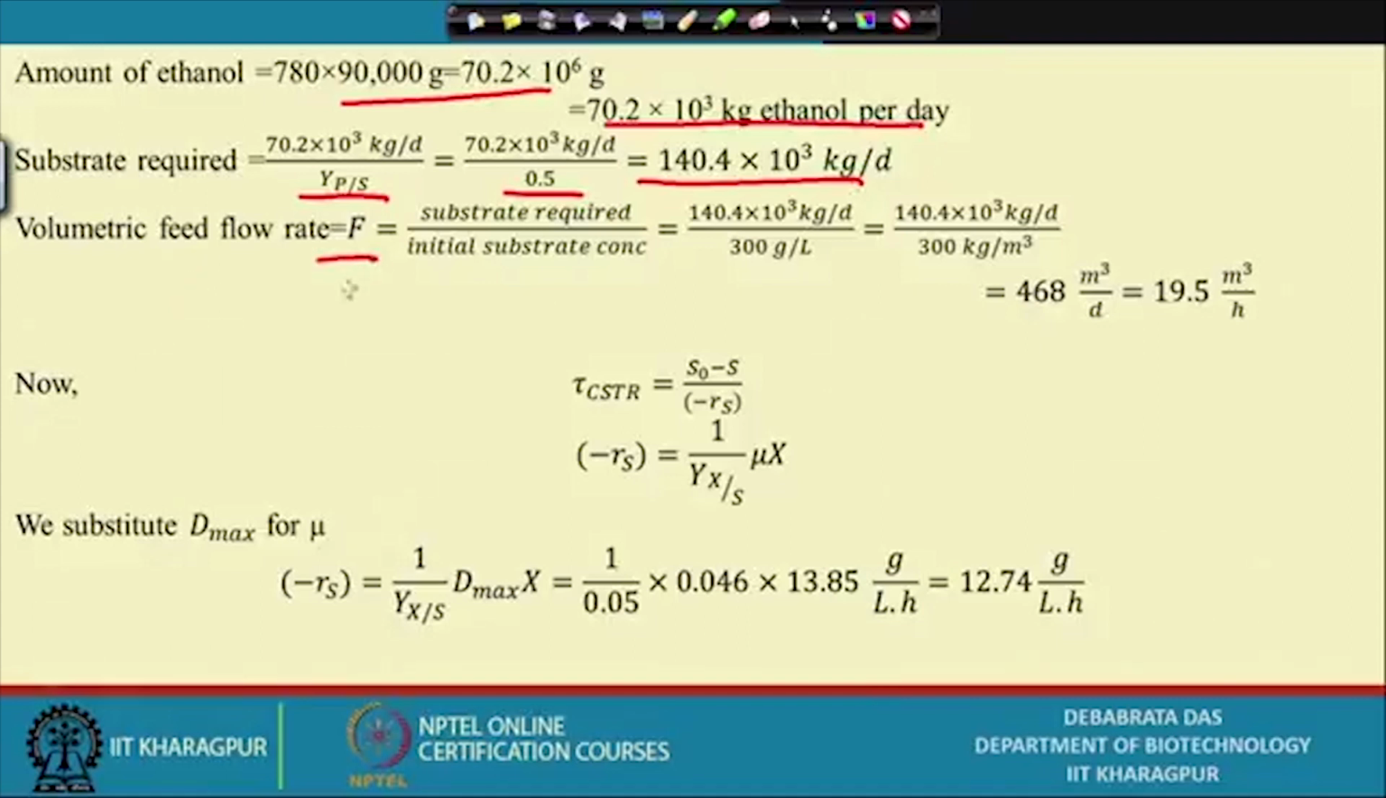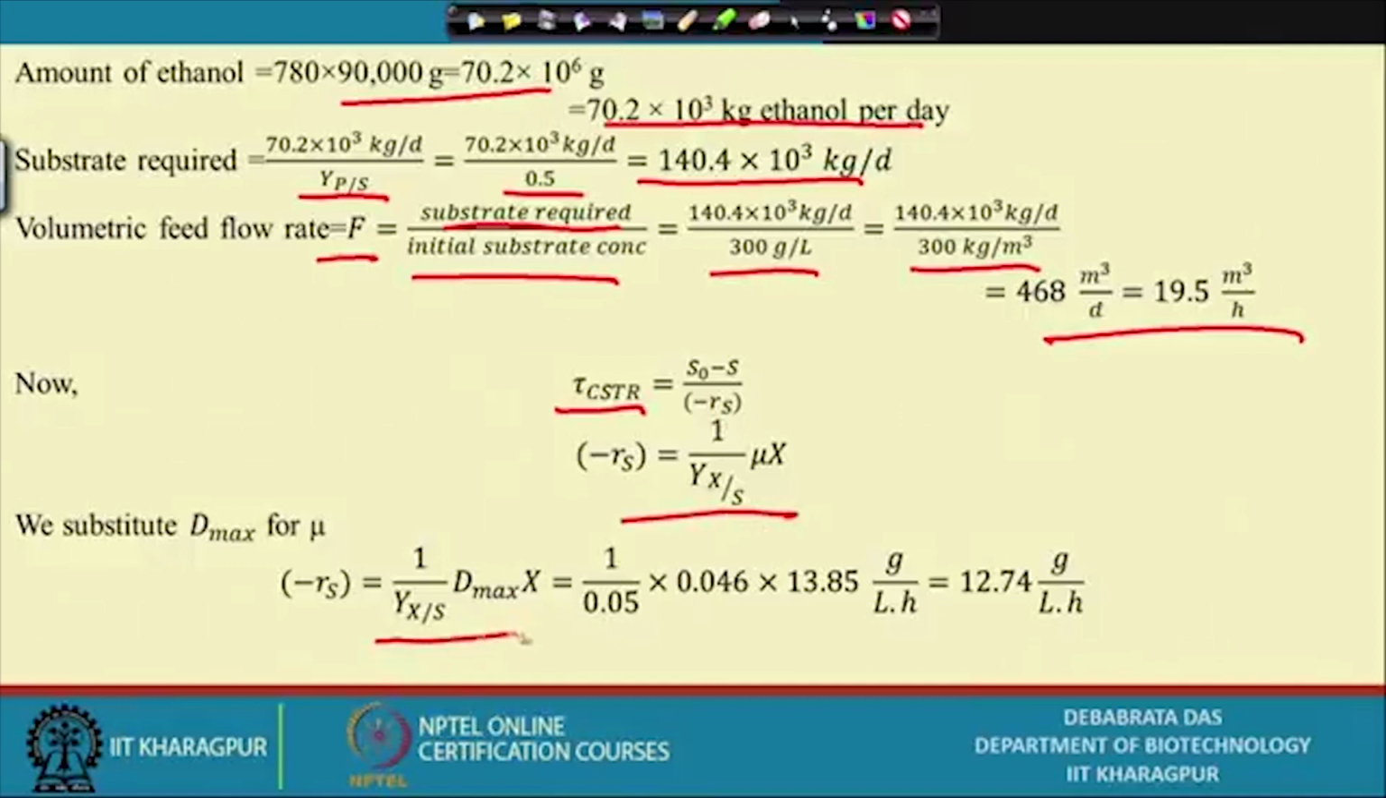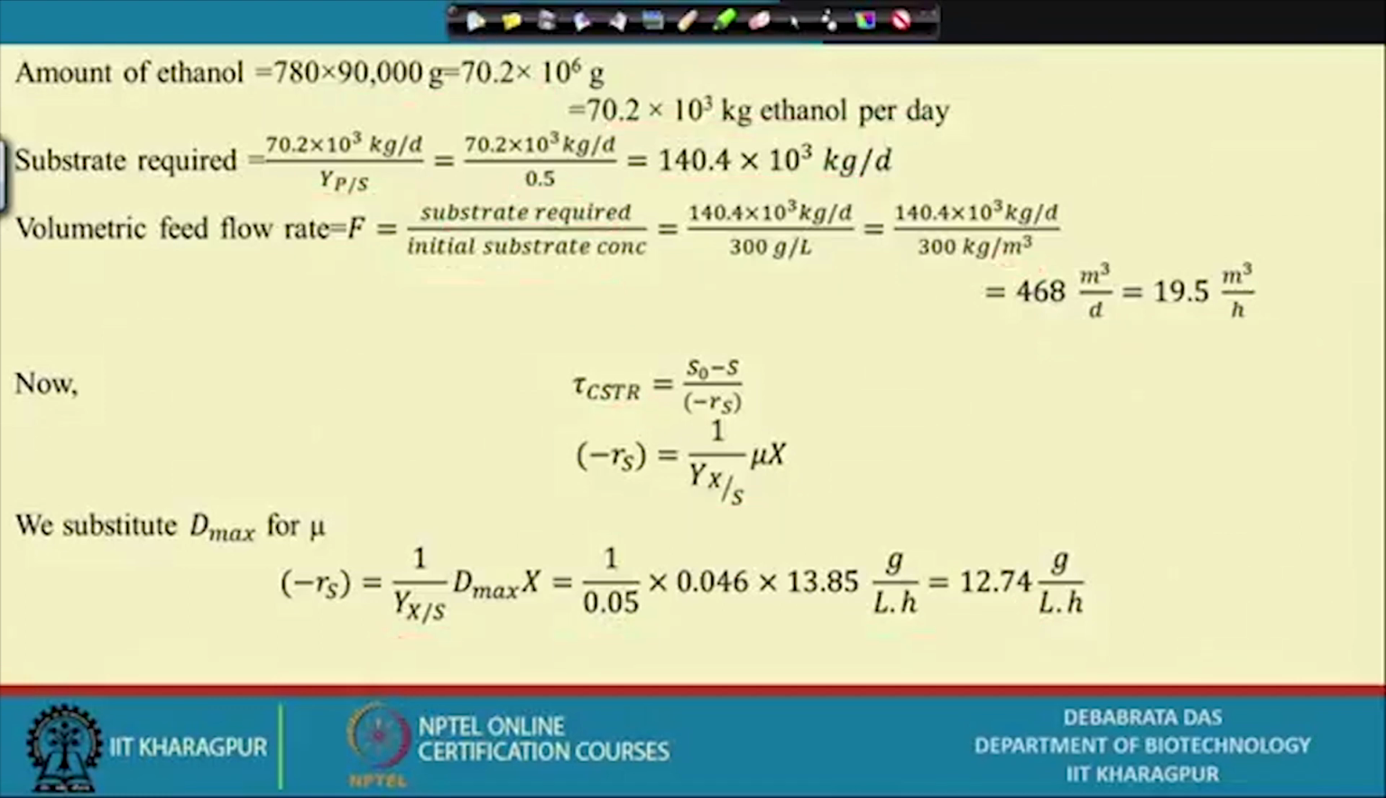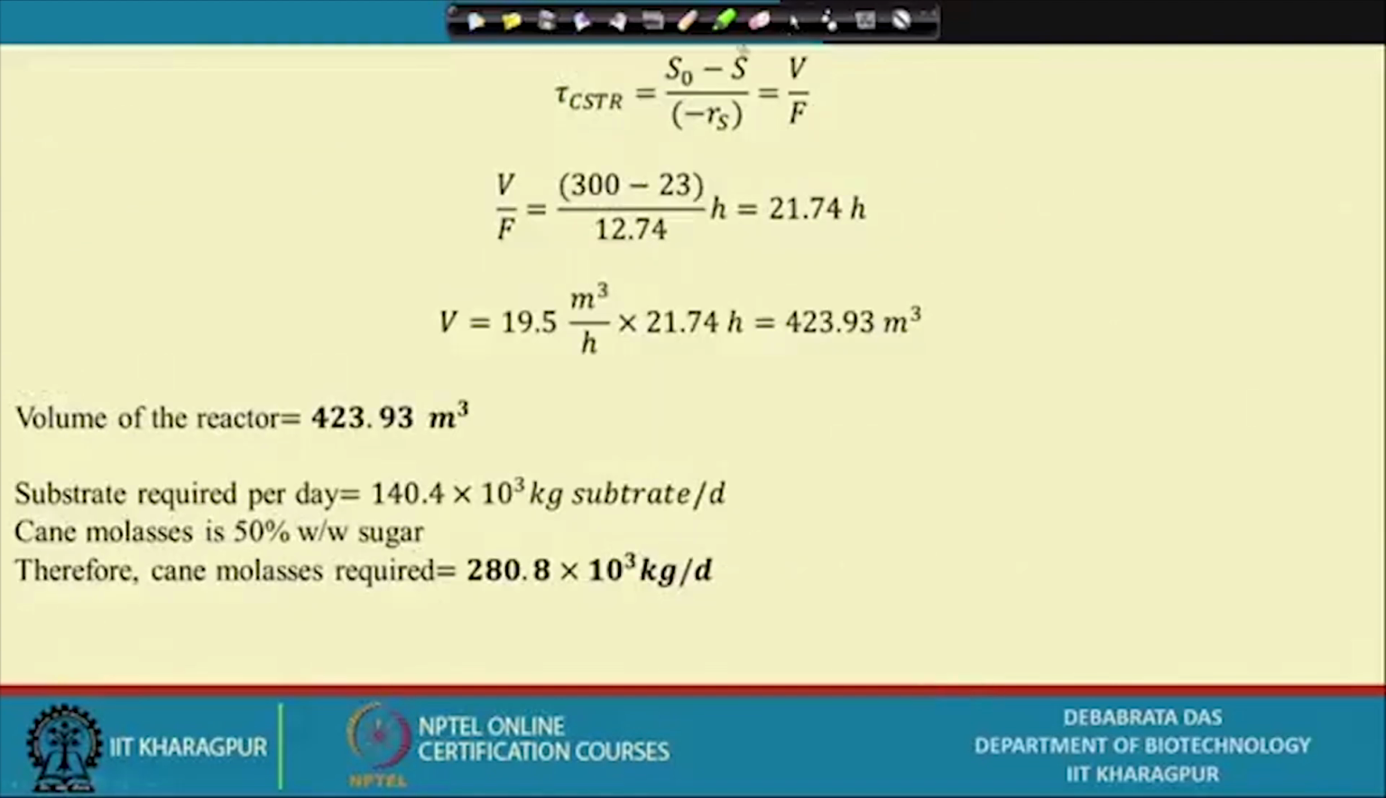Now, what is the flow rate? Flow rate equal to amount of substrate required divided by initial substrate concentration. So, we can easily find out this is the flow rate, and once we know the flow rate, then we come to tau CSTR equal to (S0 minus S) by minus RS. RS we can easily calculate. We find out this is the RS value, similar to the first problem that I explained. I am not explaining again here, and we find that tau CSTR is equal to V by F.